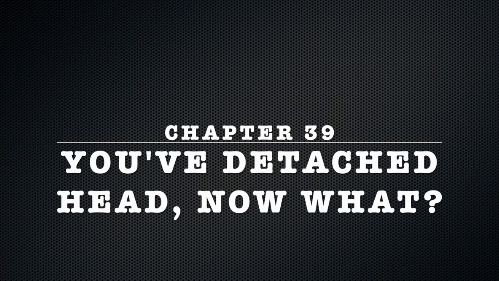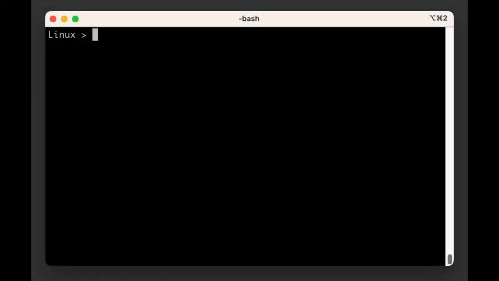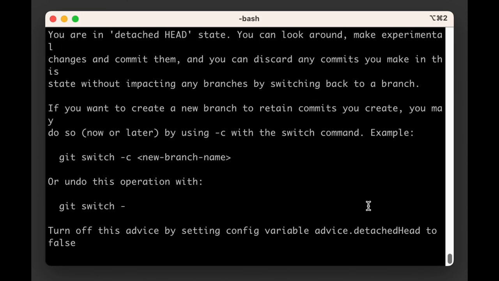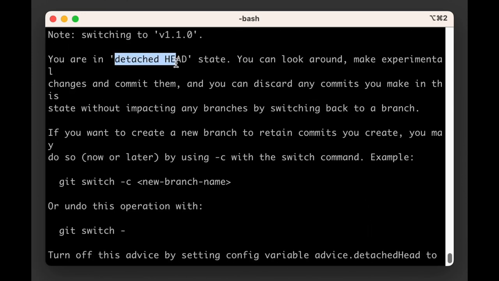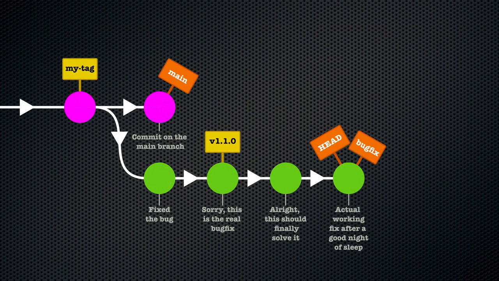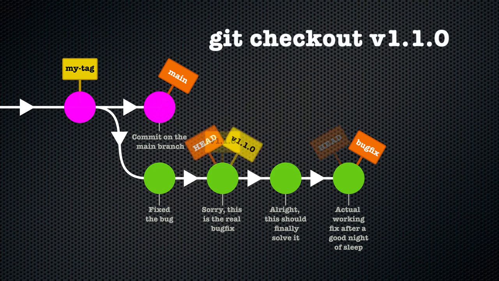Chapter 39. You've detached HEAD. Now what? If at any time you check out something that is not the tip of a branch, for example an older tag or commit ID, you will get a message from Git that reads something like, "You are in detached HEAD state." The reason Git gets nervous is because you have placed HEAD in the middle of the DAG somewhere and you're not on the tip of any branch.